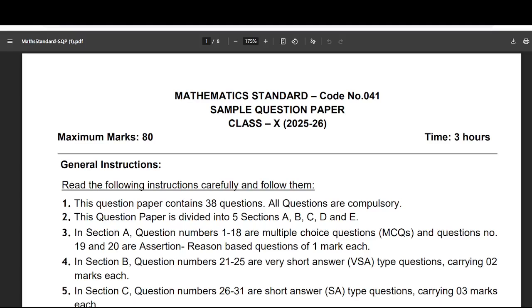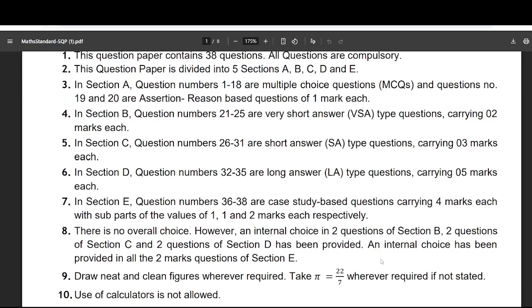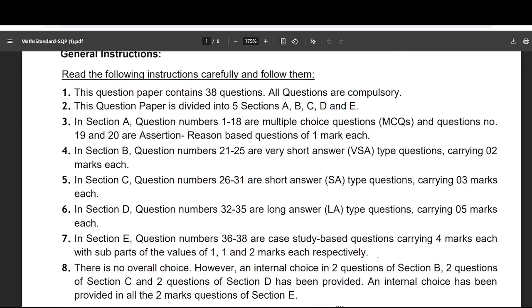Hello everyone. Today we will discuss case study based questions from the Maths Standard Sample Paper issued by CBSE. This sample paper consists of 3 case study based questions. So today we will discuss one question and each case study based question is of 4 marks.